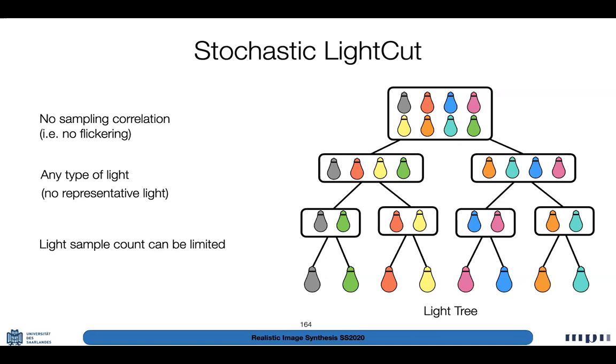The nice effect is that there is no flickering anymore, because there were no sample correlations, thanks to the stochasticity introduced by the light tree itself. And there is no single light which is a representative light. Here, I think the only issue is that the light sample count can be limited.